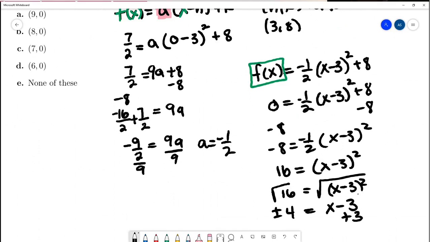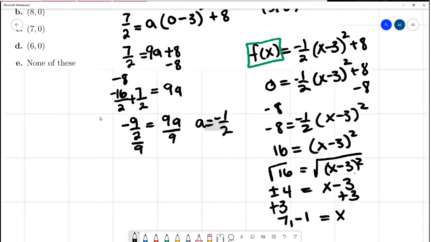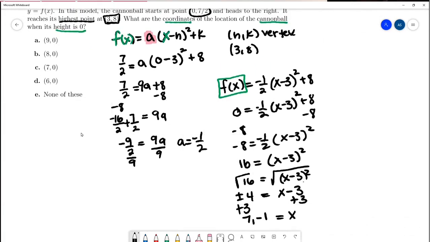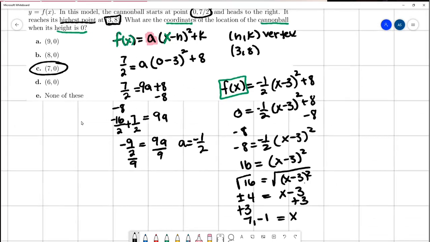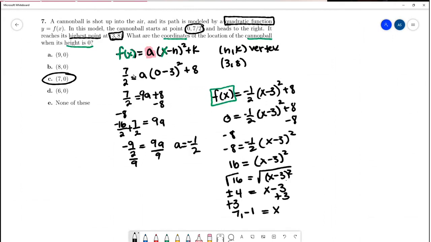I'll add 3 to both sides. And I have x equals 7 or negative 1. 3 plus 4 is 7. 3 minus 4 is negative 1. So we're going to answer the coordinate 7, 0 matches a height of 0.